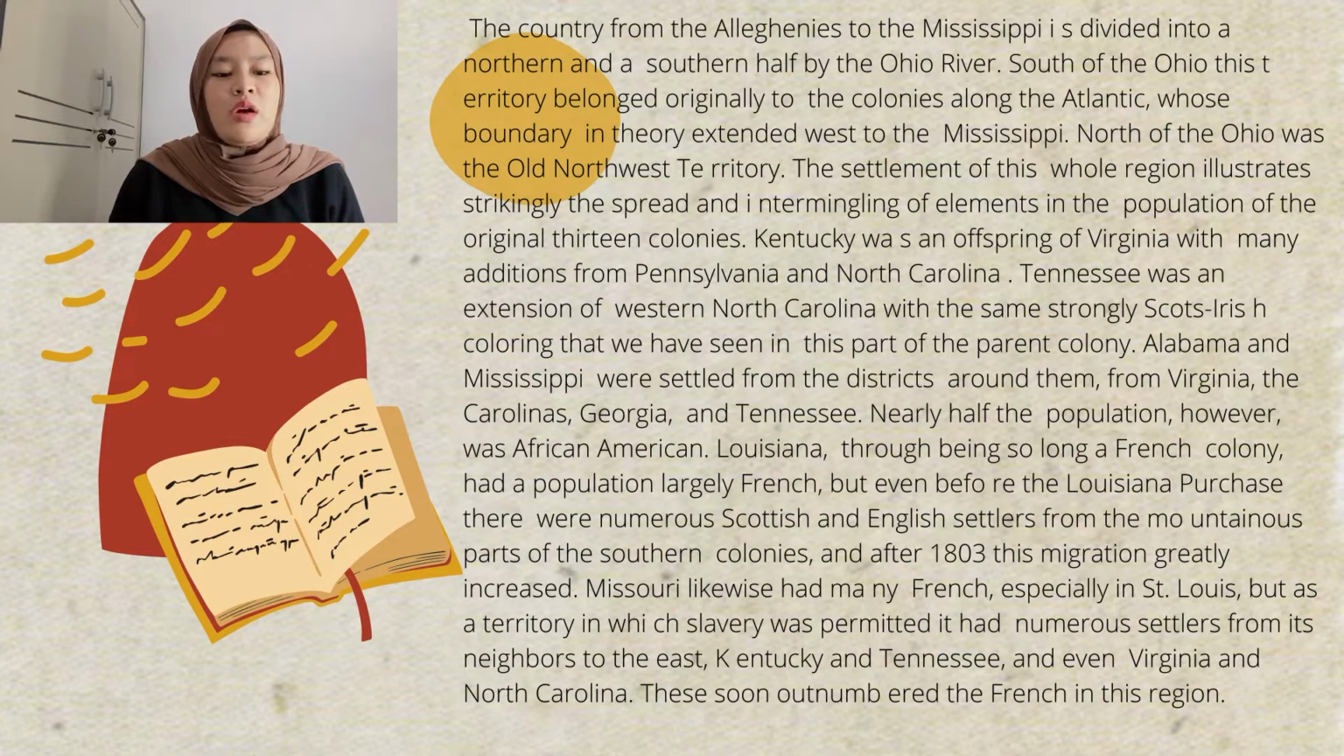Louisiana, through being so long a French colony, had a population largely French, but even before the Louisiana Purchase, there were numerous Scottish and English settlers from the mountainous parts of the southern colonies. And after 1803, this migration greatly increased. Missouri likewise had many French, especially in St. Louis. But as a territory in which slavery was permitted, it had numerous settlers from its neighbors to the east, Kentucky and Tennessee, and even Virginia and North Carolina. These soon outnumbered the French in this region.